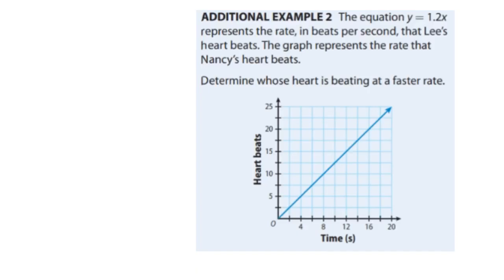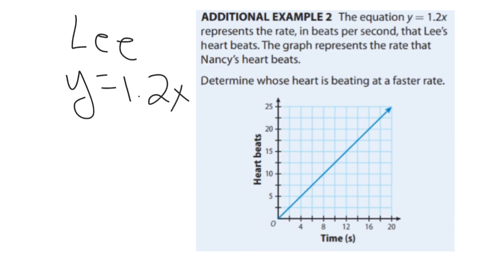Okay, so I have this additional example. See the equation, I'm reading right up here. The equation of y equals 1 and 2/10 x represents the rate in beats per second that Lee's heart beats. So we have Lee, y equals 1 and 2/10 x. So that'll be for Lee. The graph represents the rate that Nancy's heart beats. So this is Nancy's heart. Determine whose heart is beating at a faster rate.